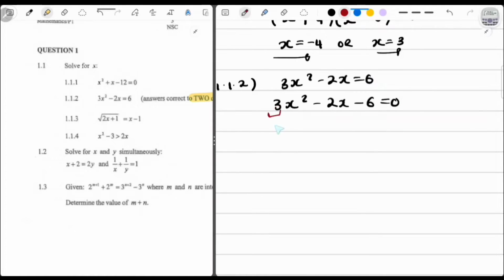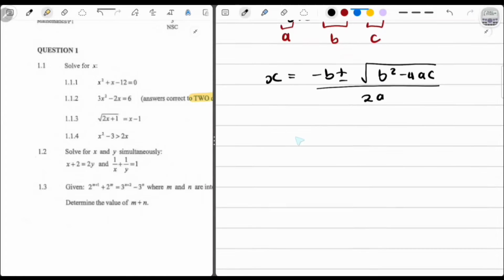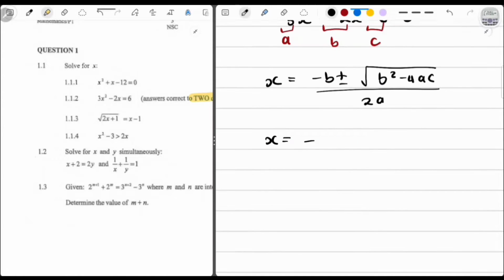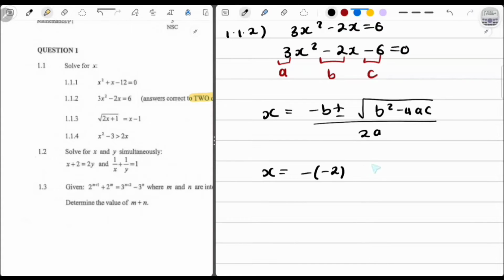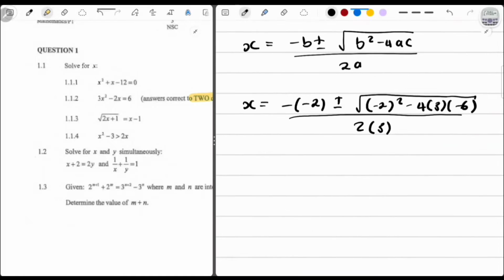As we can see, our a value is 3, our b value is negative 2, and our c value is negative 6. So we're just going to put down the quadratic formula. And so x is equal to negative, and what is our b? Is a negative 2, plus minus the square root of negative 2 all squared minus 4 times a, which is 3, and c, which is negative 6, and all over 2 times 3. Then you can just plug this onto the calculator and see what you get.